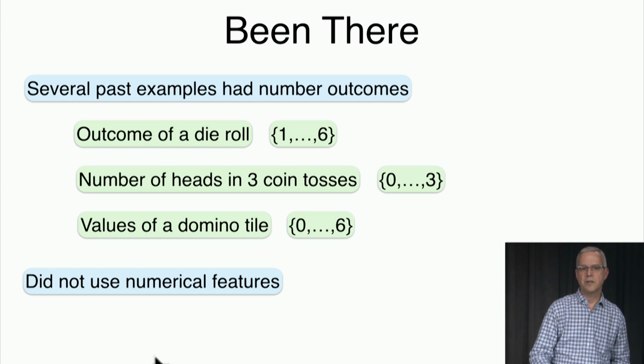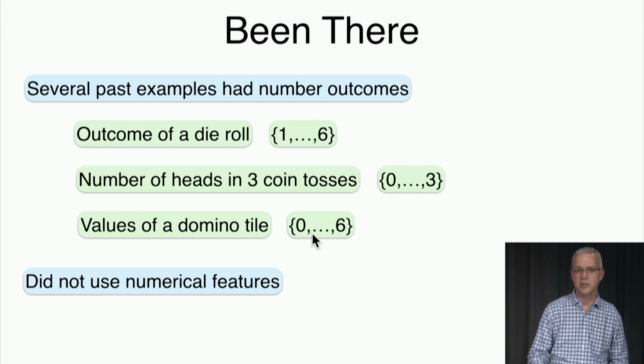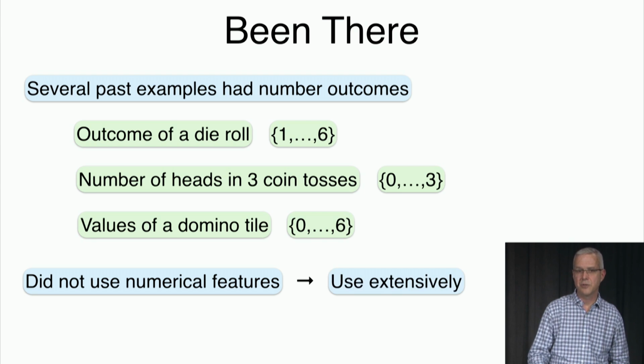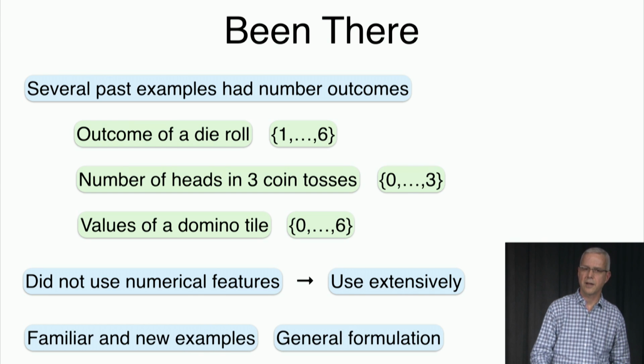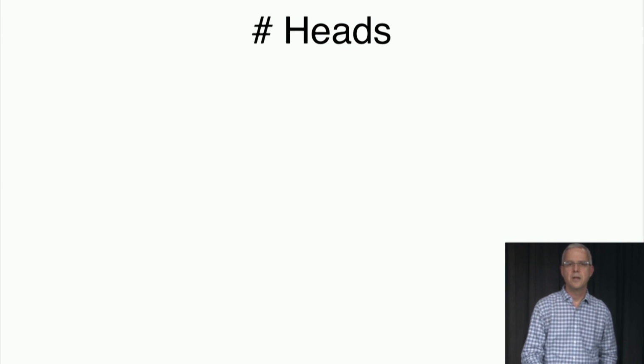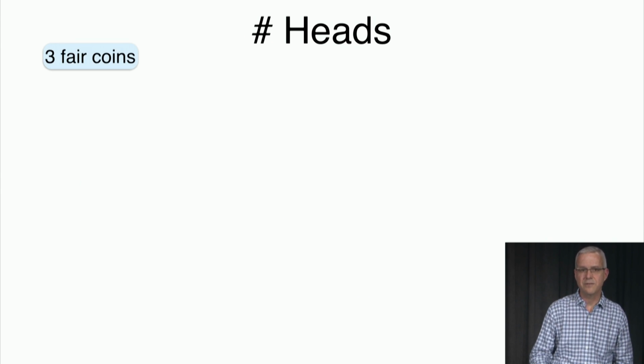But we did not use the fact that those outcomes were numerical. We did not say, okay, let's look at dominoes and let's add things or multiply things. So we did them very rudimentarily. We didn't use them very much. What we're going to do now is start using the fact that those are numbers quite extensively. We'll start with some familiar examples, then a couple of new examples, and then get to the general formulation. So first, number of heads, which we've seen before.